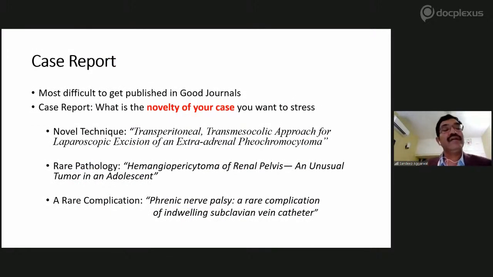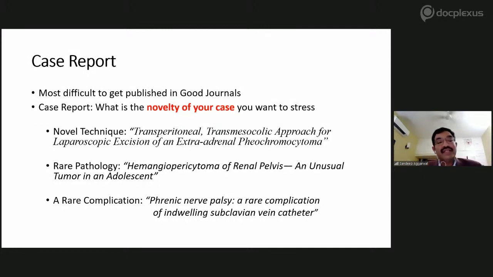Now, if you look at case reports, most of the journals are flooded with case reports. They are most difficult to get published in good journals. And although it's easier to write, most surgical journals have stopped taking case reports. But still, it's a good way to start.